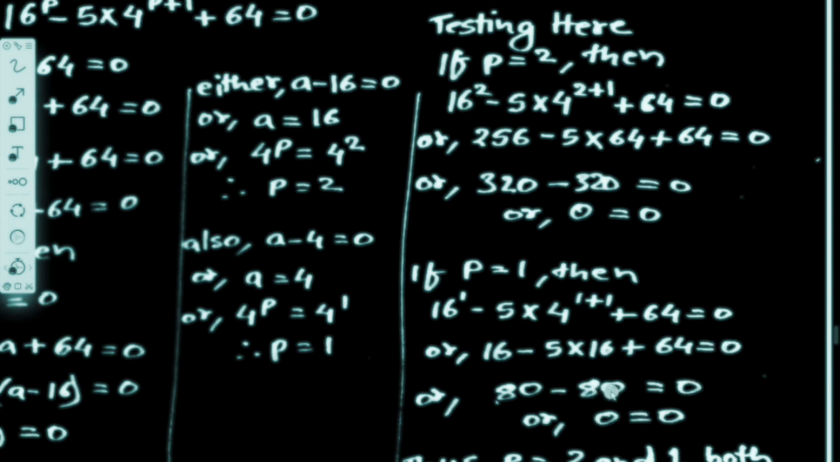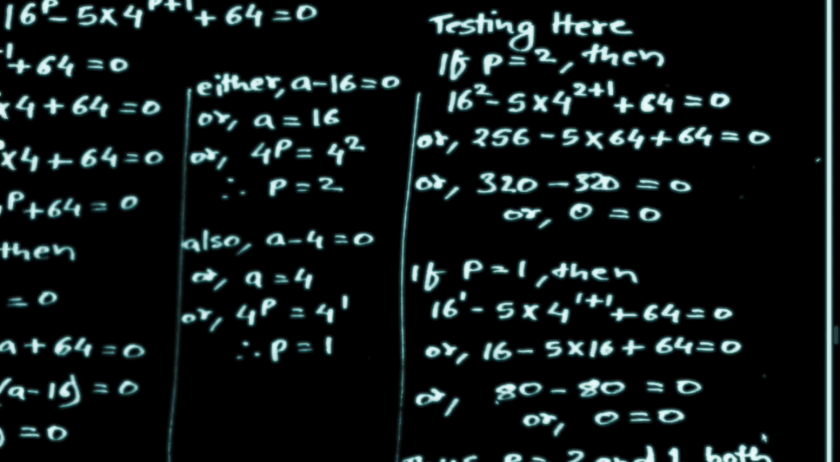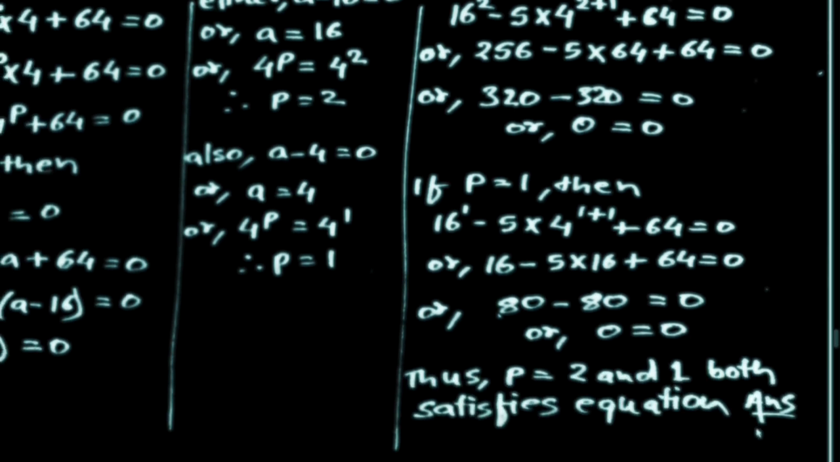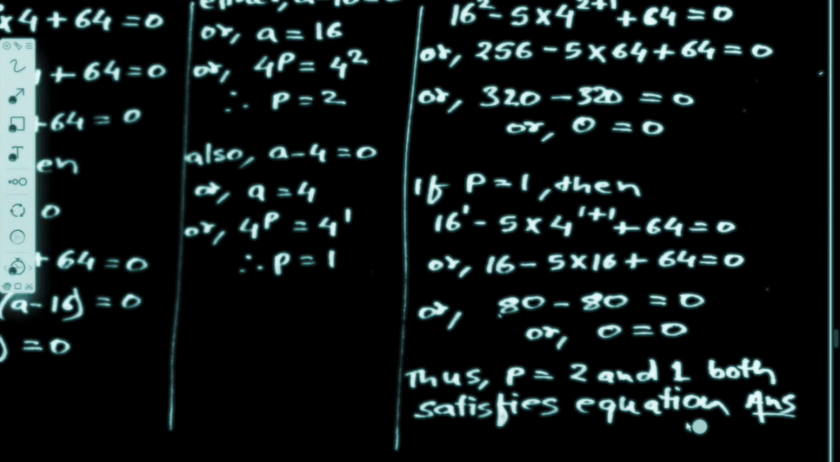Now 80 minus 80 is 0, so 0 equals 0. Here also both sides are the same. It means the value p equals 1 also satisfies our equation. So p equals 2 and 1 both satisfy our equation, which means both are our required answers.